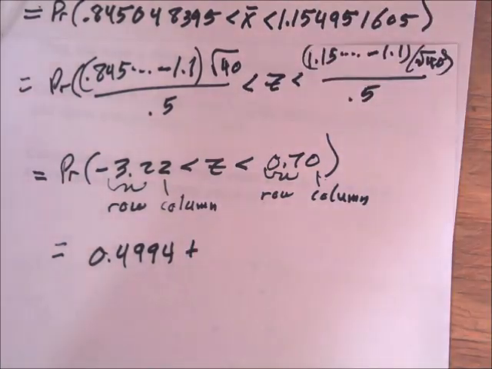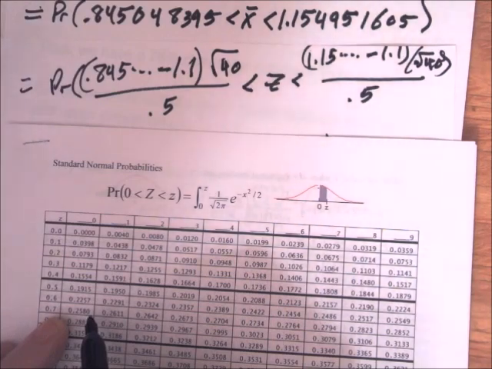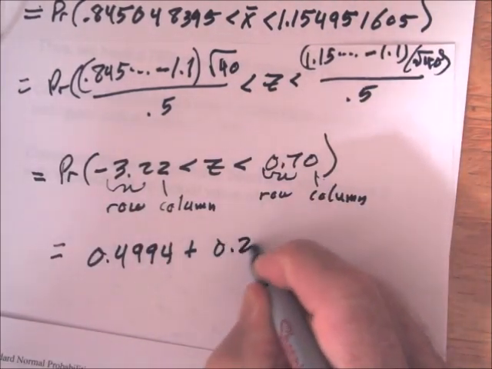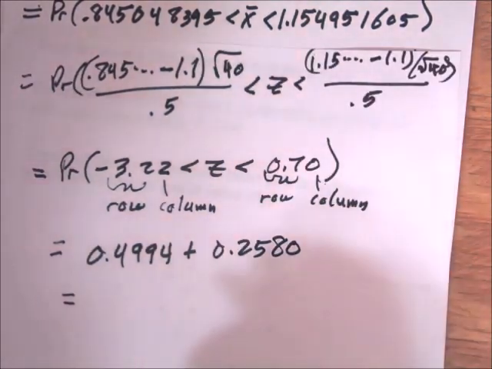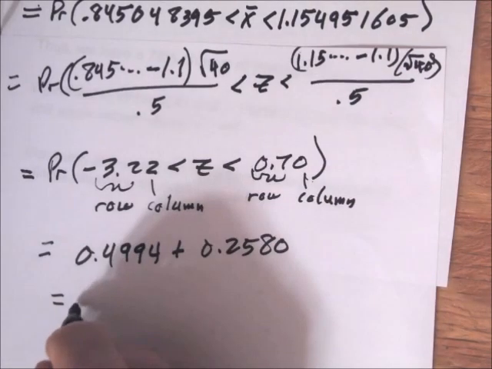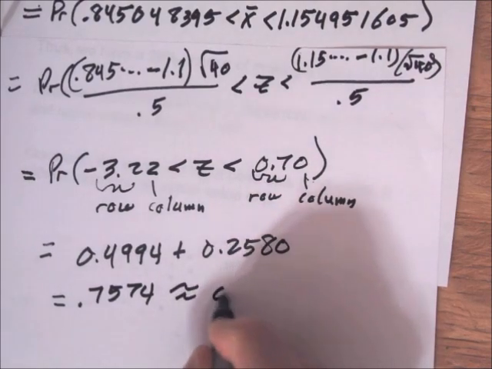And then go to row 0.7, column 0, and that's 0.2580. Okay, so if we add these, 0.4994 plus 0.2580, 0.7574, or approximately 0.76.